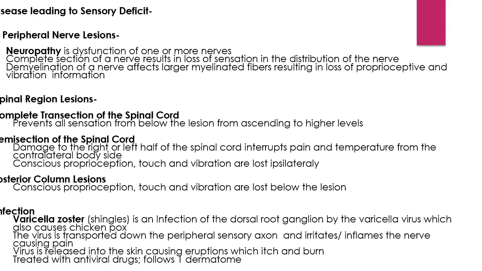Shingles, varicella zoster, is an infection of the dorsal root ganglion by the varicella virus, which also causes chickenpox. So we often see this with folks after they've had the chickenpox. Oftentimes we see this with older folks or people who are immunocompromised. The virus is transported down that peripheral sensory axon and irritates and inflames the entire distribution of that nerve, causing a ton of pain. The virus is released into the skin, causing these eruptions, which itch and burn. We treat this with antiviral drugs. It tends to follow one dermatome.